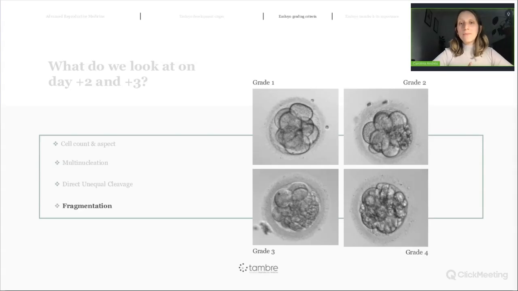The problem with these embryos is that at this point, sometimes it's very difficult to differentiate between cellular debris and cells. Again, this does not mean they do not have the capacity of forming the blastocyst, but we know that their chances are lower.